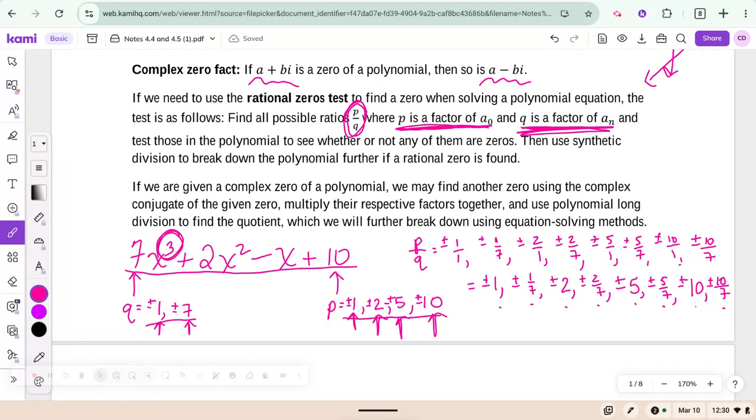If we are given a complex zero of a polynomial, so I'm reading right here now, we may find another zero using the complex conjugate of the given zero. So in other words, if I know that 3 plus 4i is a zero, then I also know 3 minus 4i is a zero. If I know something about a complex zero, then I can take the complex number and its conjugate, multiply them together, and then use long division to further break this down into factors.